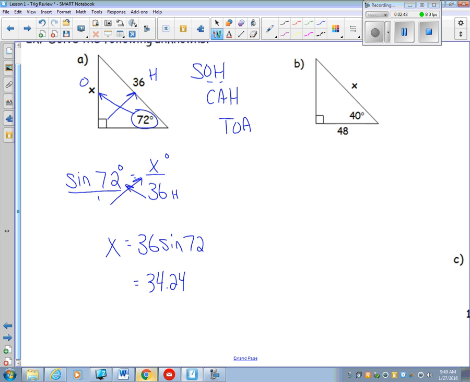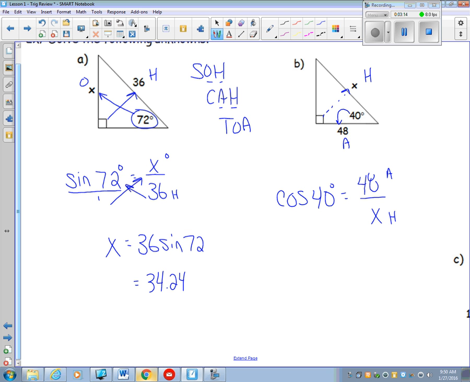If you look at the second one, again, we're going to label according to our angle. So my angle beside that would be my adjacent. Across from the 90 would be the hypotenuse. I have an A and an H, which suggests to me that I have to use the cos ratio. So the cos of the angle, in this case 40, is A over H. That's the A, that's the H.